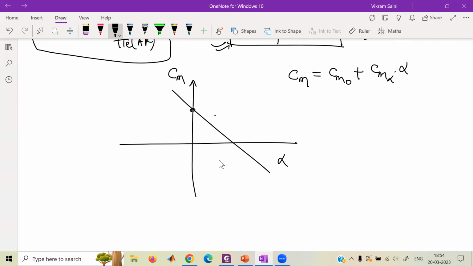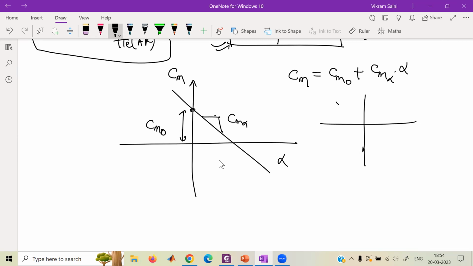Now Cm alpha is the slope of this line. Cm naught is this intercept distance. The question is why this? So let's ask the counter question.